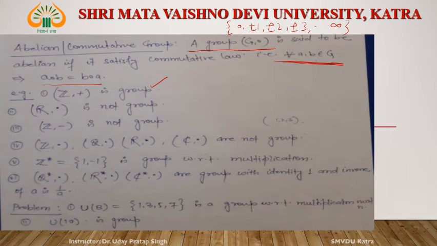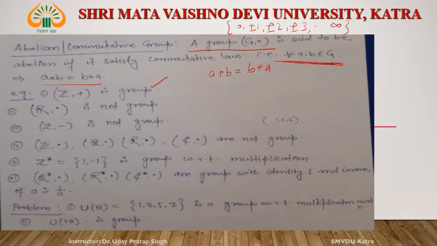Now, what is the sum of two integers? The sum of two integers is always an integer. Whether the associative law is satisfied? Yes, associative law is satisfied. What is the identity with respect to addition? 0 is the identity with respect to addition. What is the inverse? Inverse of 1 is minus 1, of 2 is minus 2, of 3 is minus 3, right? Therefore, this is a group. In fact, (Z, plus) is an abelian group. Why? For any two integers, a plus b is equal to b plus a. The sum of two integers satisfies the commutative law.